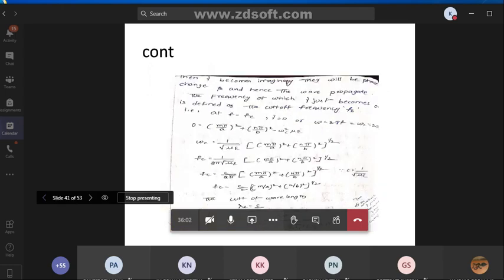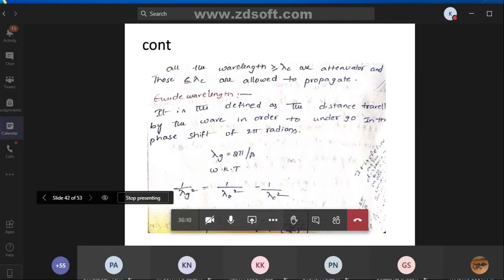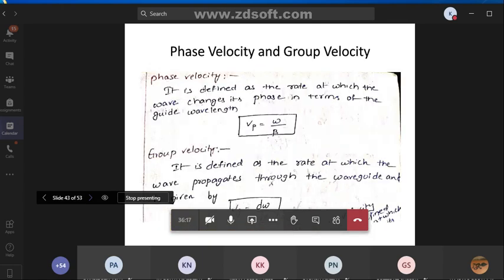Whereas the cutoff frequency is c by 2 into square root of m by a whole square plus n by b whole square. So these two are the important equations: cutoff frequency, cutoff wavelength, and the guided wavelength. So next we will see the definitions of phase velocity and group velocity.